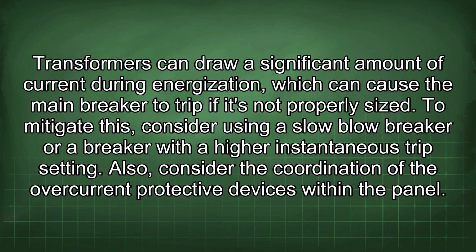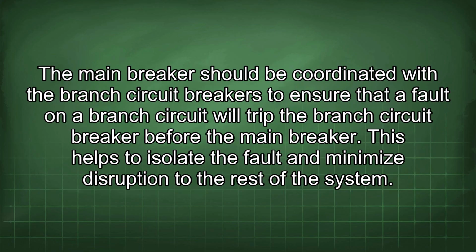Transformers can draw a significant amount of current during energization, which can cause the main breaker to trip if it's not properly sized. To mitigate this, consider using a slow blow breaker or a breaker with a higher instantaneous trip setting. Also, consider the coordination of the overcurrent protective devices within the panel. The main breaker should be coordinated with the branch circuit breakers to ensure that a fault on a branch circuit will trip the branch circuit breaker before the main breaker. This helps to isolate the fault and minimize disruption to the rest of the system.